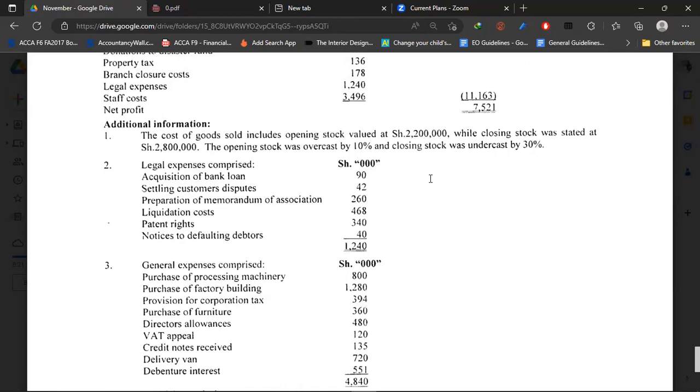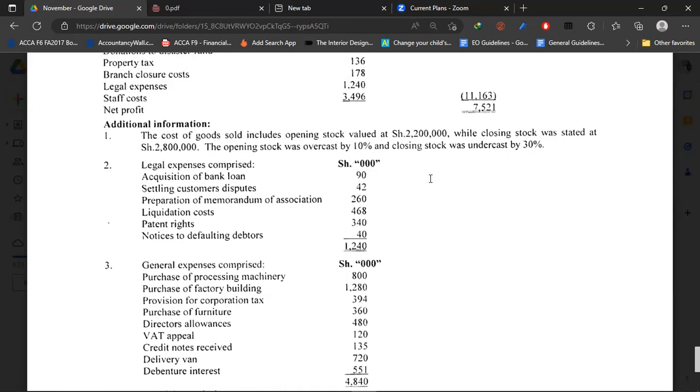Number two, there are some legal expenses which I gave in our notes. When I look at the question, we have been told there is an acquisition of the bank loan and a settling of the customer dispute. When you look at the acquisition of the bank loan, under the Act we talked about looking at the interest on loan as the only recognized expense, but the acquisition of the bank loan should be part of the capital.